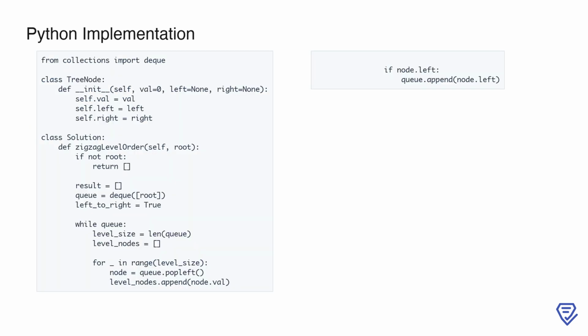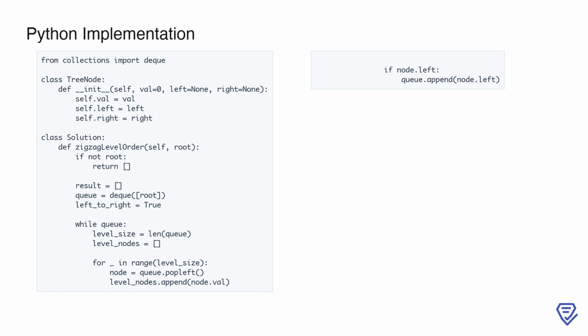Here, we start by importing the deque from the collections module, which will help us manage the nodes in our traversal efficiently. Then, we define the TreeNode class, which represents the structure of each node in the binary tree. Each TreeNode has a value, a left child, and a right child, all of which are initialized in the constructor. Next, we define the zigzag level order method within the Solution class. This method takes the root of the binary tree as its input.